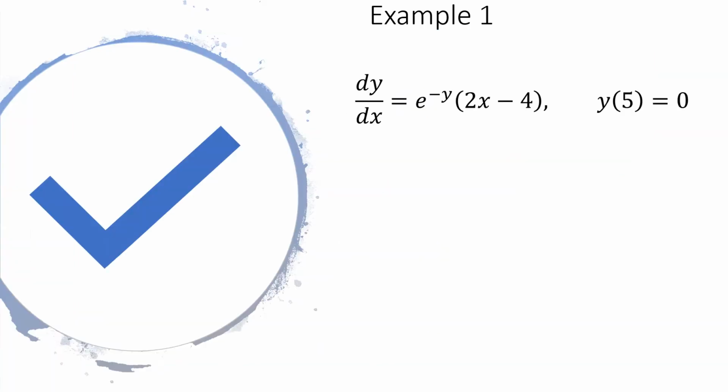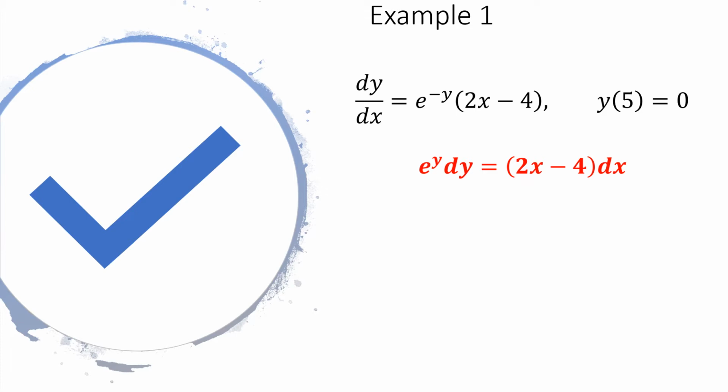All right, so our first example, we have dy over dx equals e to the negative y times 2x minus 4, and they gave us an initial condition of y of 5 equals 0. The first thing I'm going to do is separate this so that I get my y's on one side and my x's on the other side. If you notice, this e to the negative y is really just 1 over e to the y. So all I have to do is multiply both sides by e to the y to get e to the y dy, and then move my dx over to get 2x minus 4 dx.